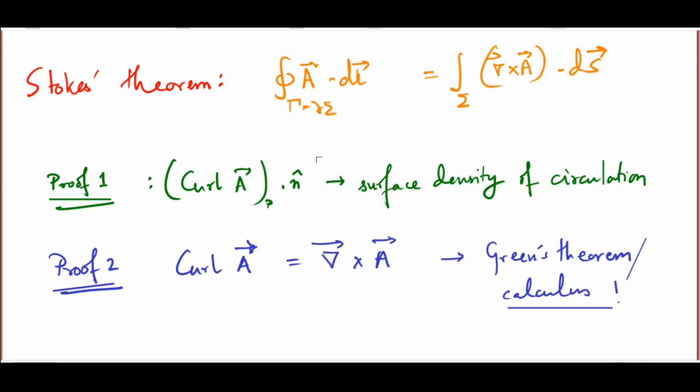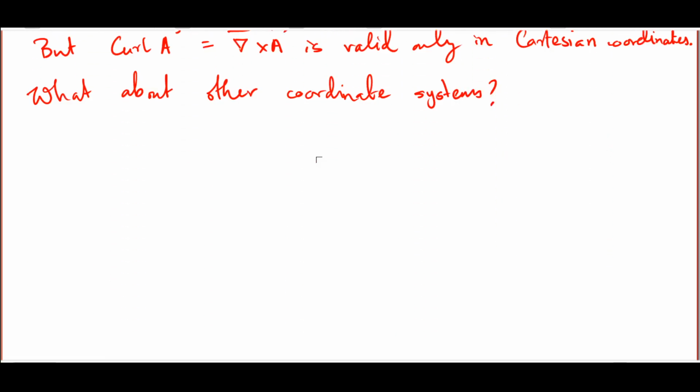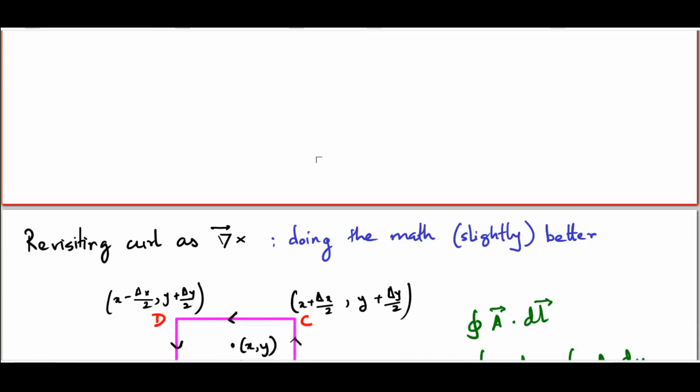For the rest of this lecture, let us explore this question. Curl of A is del cross A. That's something we had already shown in the last lecture. But this proof or this particular formula is valid only in the Cartesian coordinate system. What about other coordinate systems? But before we go on to talk about other coordinate systems, let us revisit our proof that curl of A is del cross A, and let's try to do the math slightly better this time.